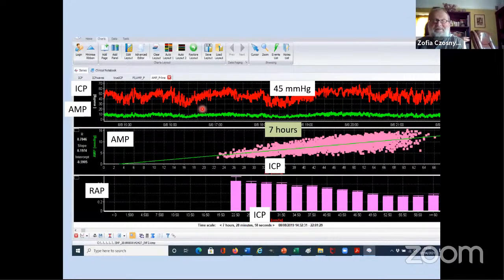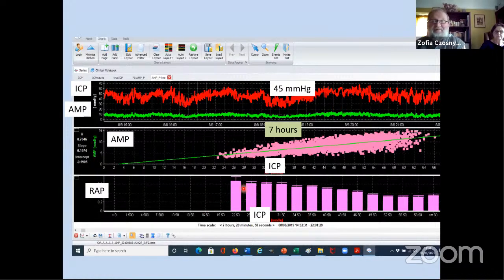Another example, this is also overnight monitoring with ICP and amplitude. So here we paid attention to intracranial pressure and pulse amplitude. If we plot amplitude versus mean intracranial pressure, we will see this sloping amplitude pressure line with maybe a little bit of distortion at the high intracranial pressure, but we cannot see this very nicely. If we plot RAP versus intracranial pressure, we can see how compensatory reserve changes when ICP changes.